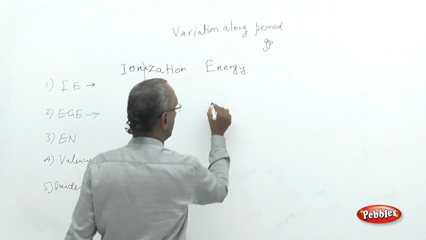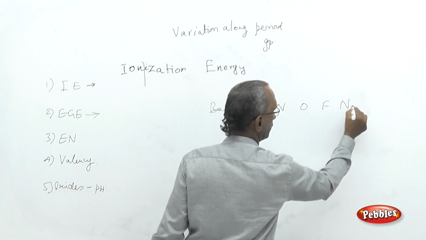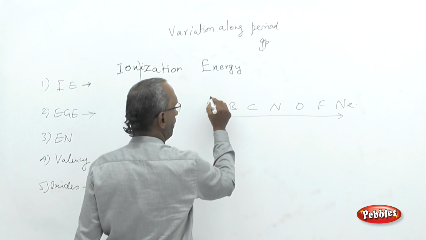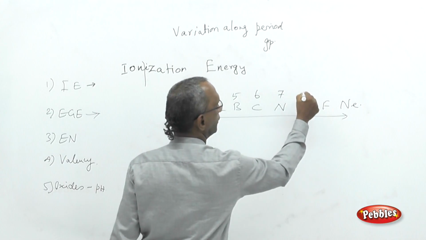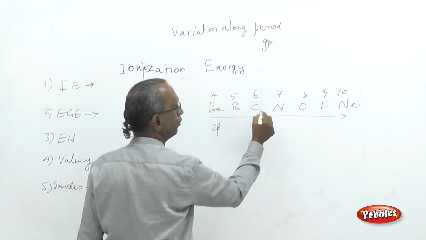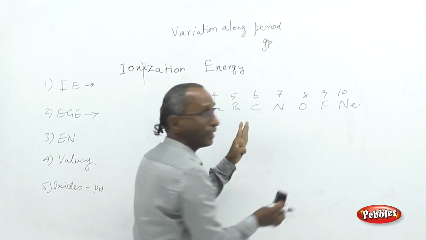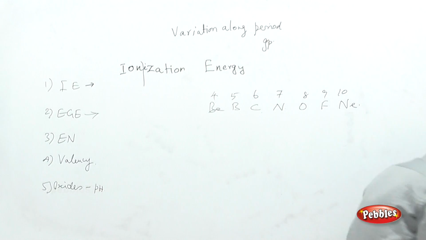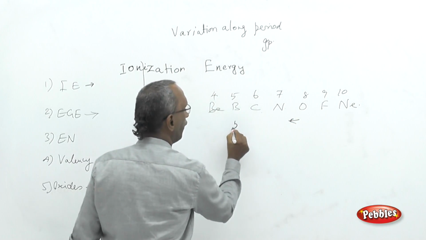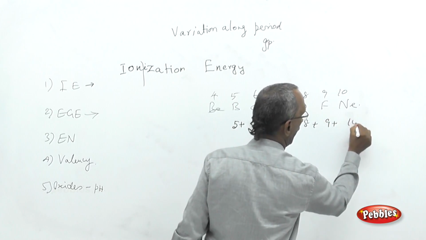That we can illustrate in this period: lithium, beryllium, boron, carbon, nitrogen, oxygen, fluorine and neon. All are in one period. Here, from left to right, the atomic number increases: 3, 4, 5, 6, 7, 8, 9, 10. All the later ones are p block elements: 2p1, 2p2, 2p3, 2p4 like that. So 2s1, 2s2, 2p1, 2p2, all are only in the second shell. The electrons are going into the same shell, but the nuclear charge is 5 positive, 6 positive, 7 positive, 8 positive, 9 positive and 10 positive.